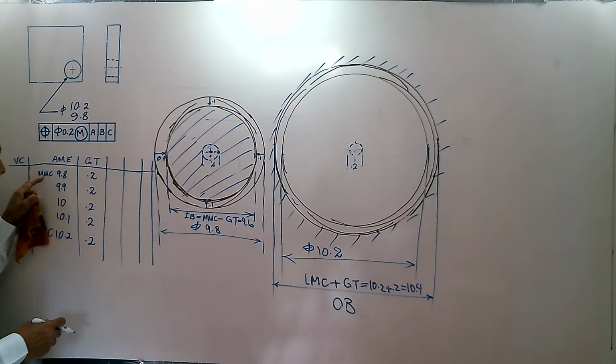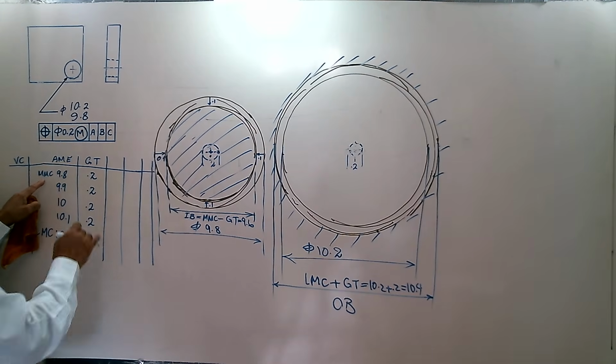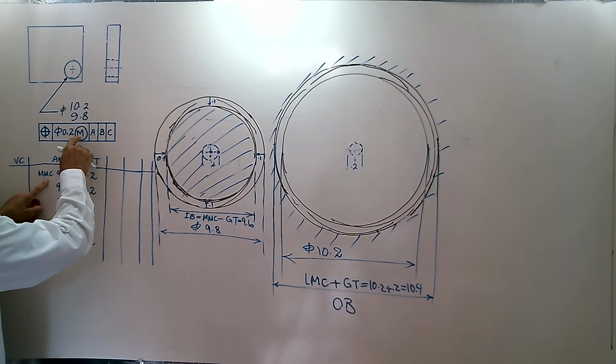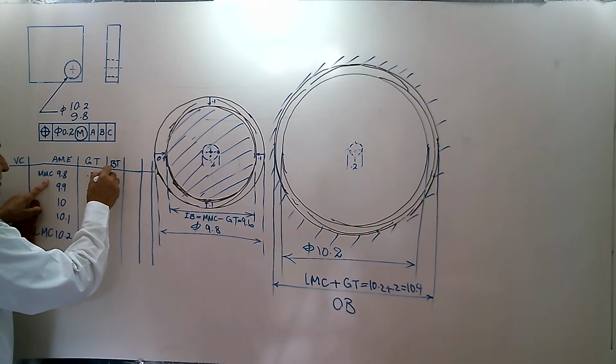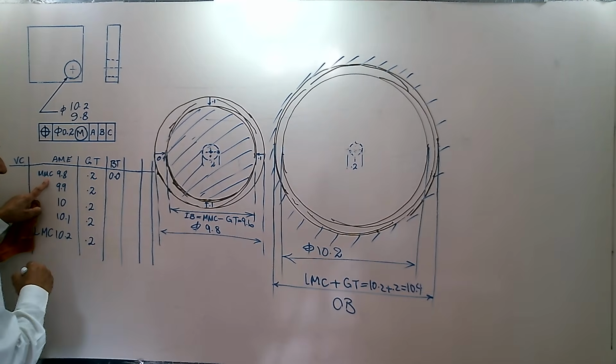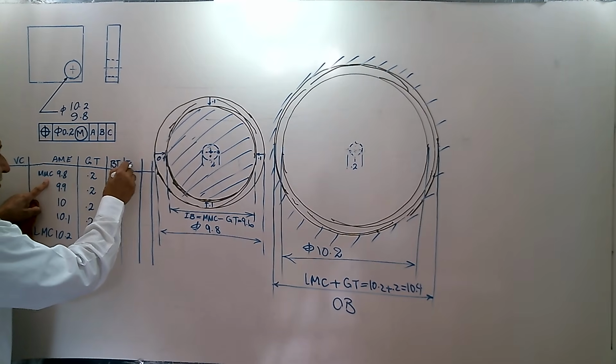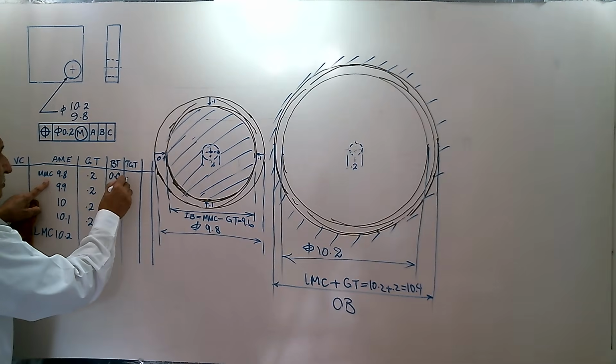Okay. What does M modifier say? M modifier says, manufacturer, at MMC size, you are allowed to have 0.2 error, not more, and then the bonus is not given for MMC. And total geometric tolerance, the addition of these two, is 0.2.